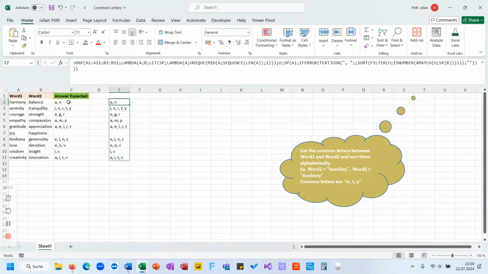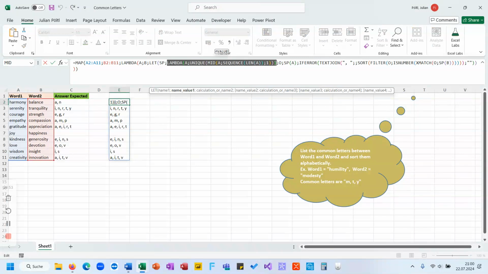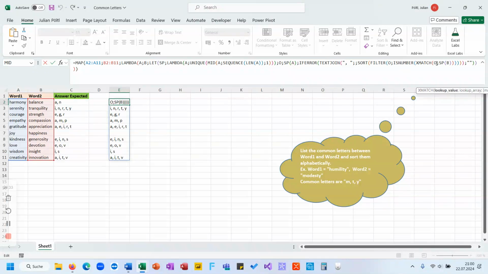So what did we do here? We made a LET internal lambda to split words because we need to do the splitting operation two times. Then we split the first word, in this case, for example, harmony, and then we checked if there are letters that are in both words with this XMATCH. So we matched the first word, split it, and the second word, split it, so like the single letters.